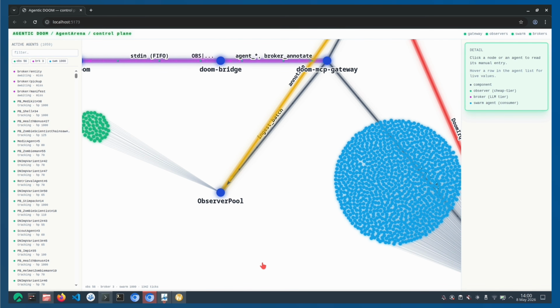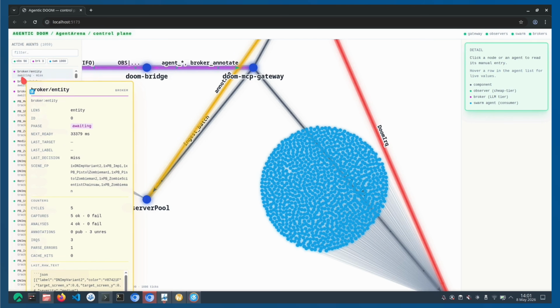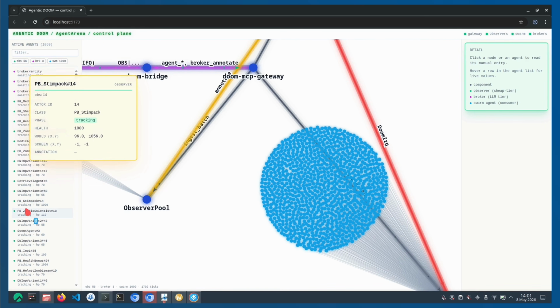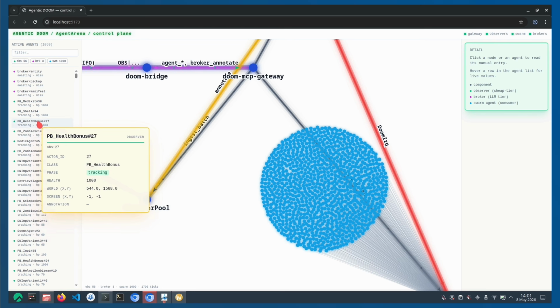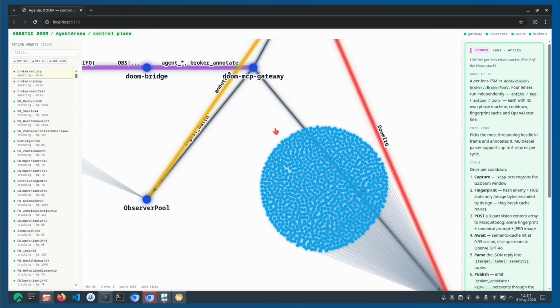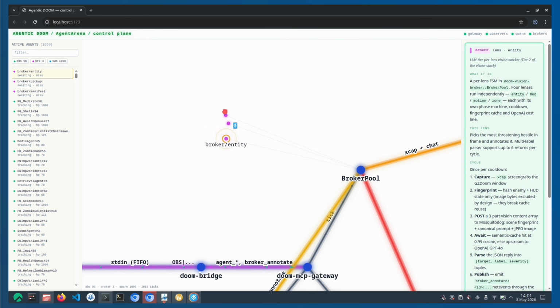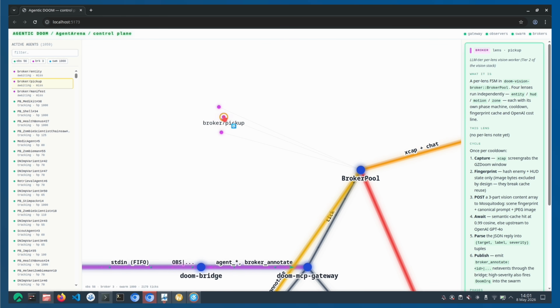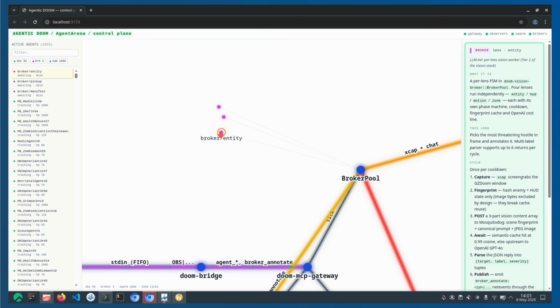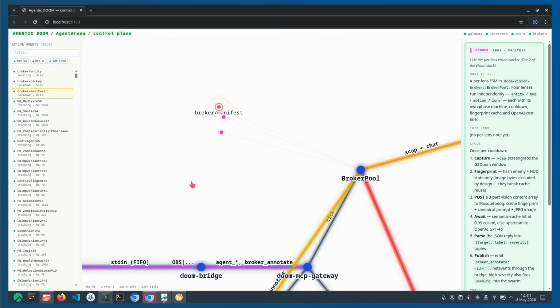It doesn't mean they're actively running all the time, it depends on what scenario they have and what they're running. But we can see all the agents and what they're doing, some tracking, some tracking. We also have a broker entity up here. We actually have three. One broker is pickup, another is identity, and the third broker is manifest. The manifest is a special scenario I will talk about later. It's actually a game scenario implemented through agentic vision.